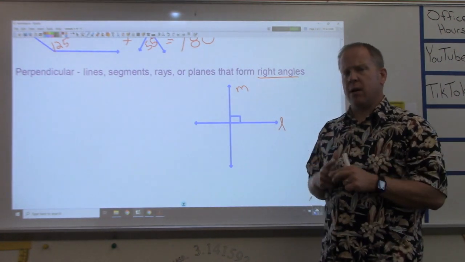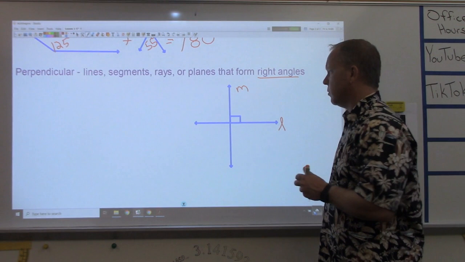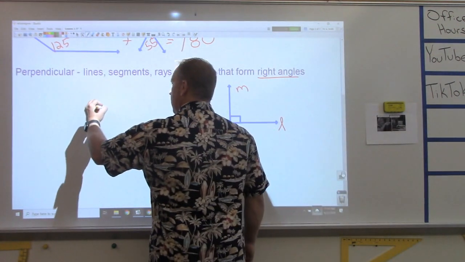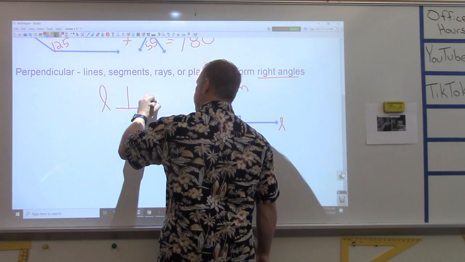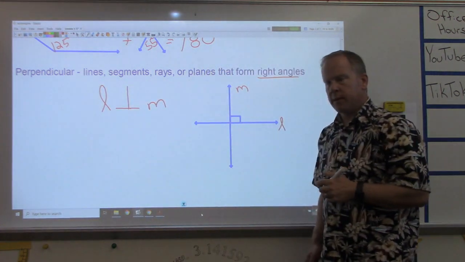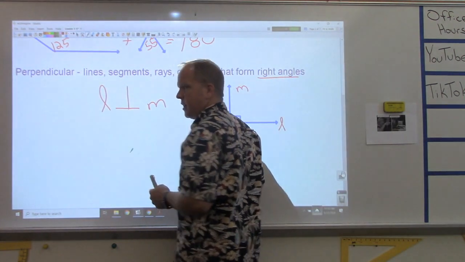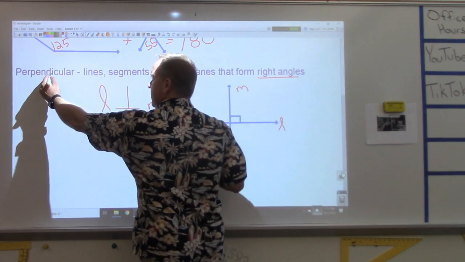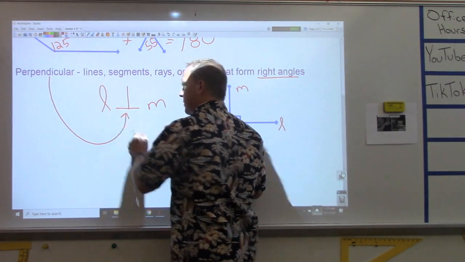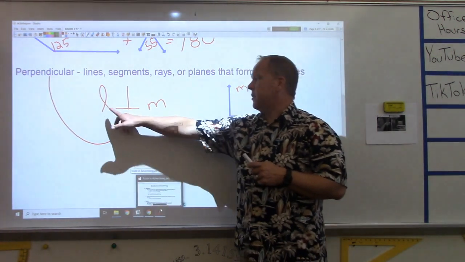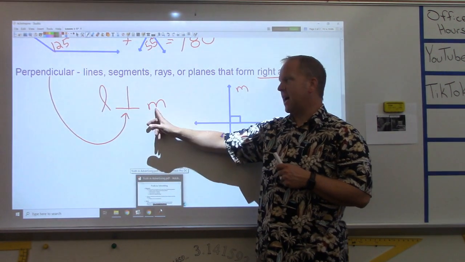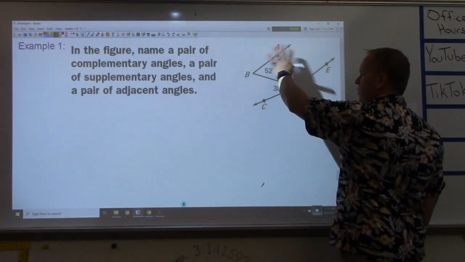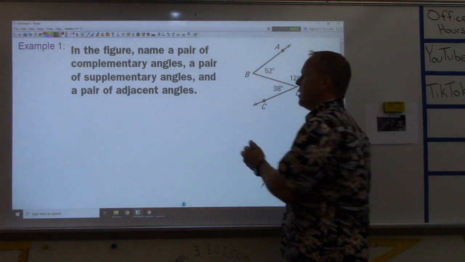I want to cut that down. I want to make it as short as possible. Here's what I'm going to write. I'm going to write line L is perpendicular to line M. If you see this symbol here, it's not a typo from the typewriter. An upside down capital T means perpendicular. This right here would state line L is perpendicular to line M. That is perpendicular.